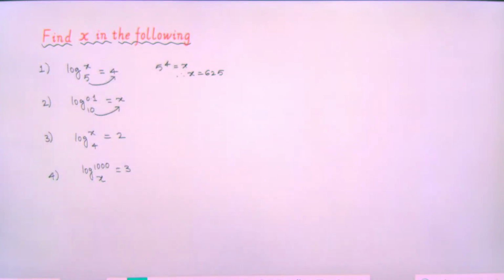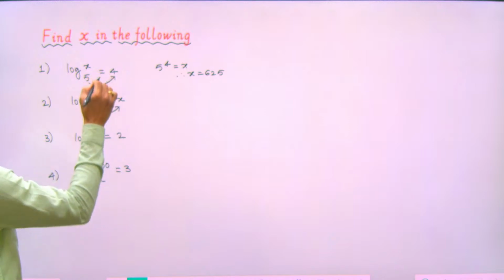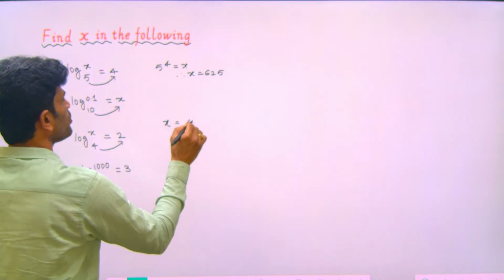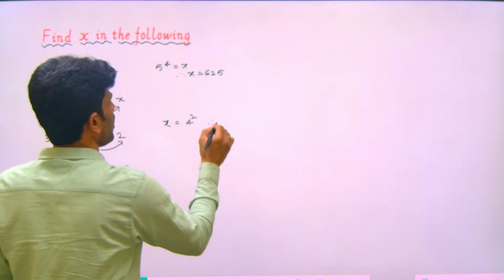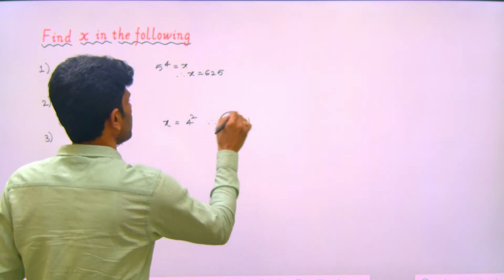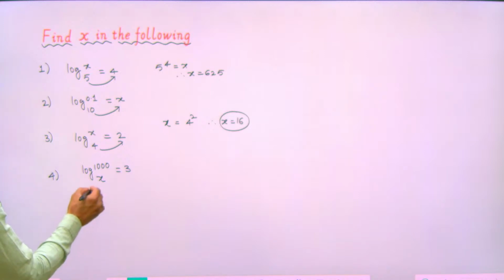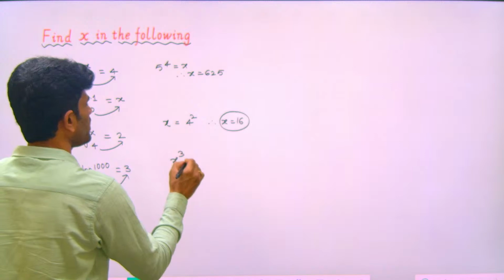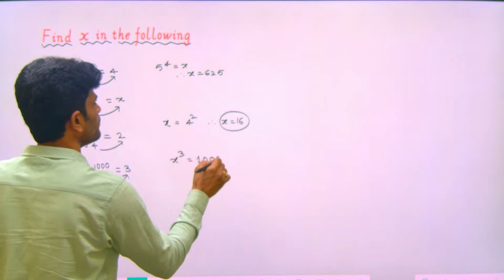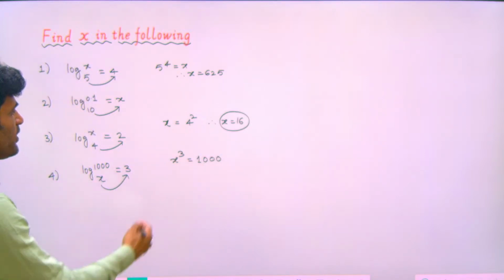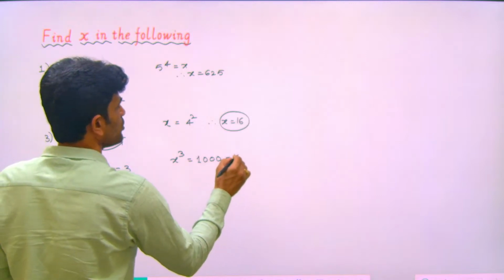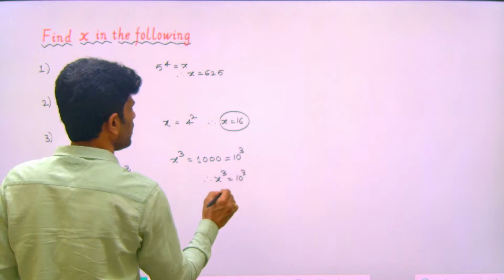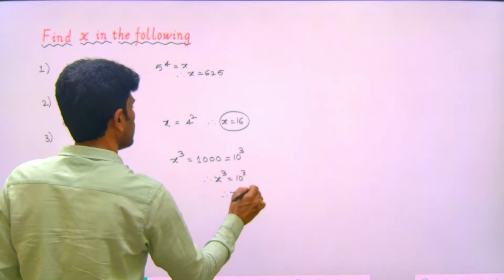Next question. Here, again same. You have to change this into exponential form. We get x is equal to 4 to the power of 2. Therefore, x is equal to 16. Very simple. So here also same. If you change that into exponential form, x to the power of 3 is equal to 1000. What should be x so that we get 1000? 1000 is 10 to the power of 3. Therefore, x to the power of 3 is equal to 10 to the power of 3. Therefore, x is equal to 10.